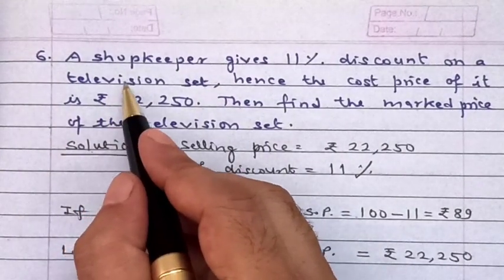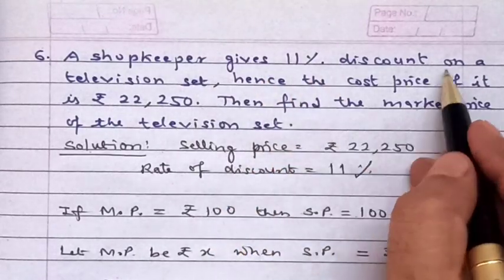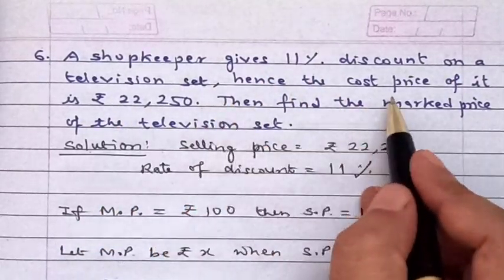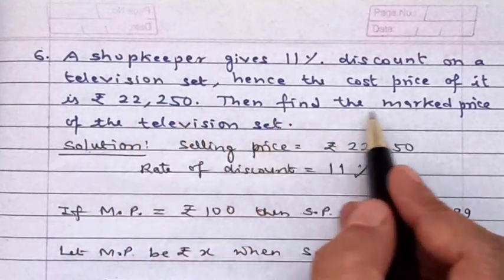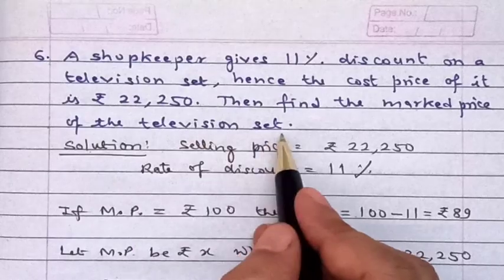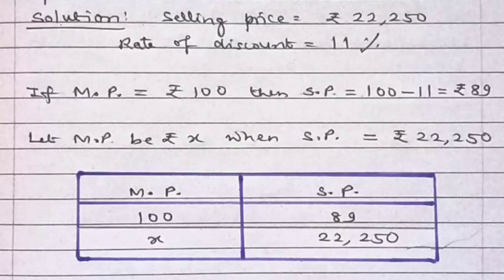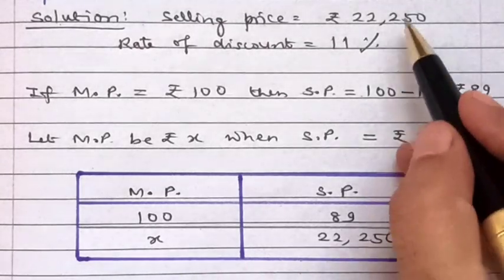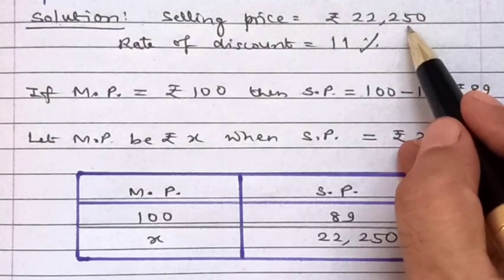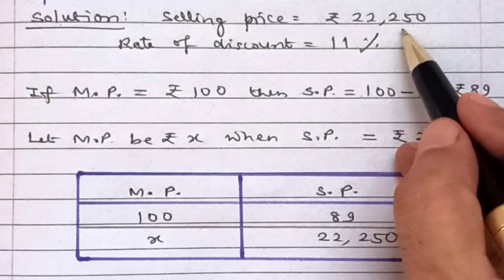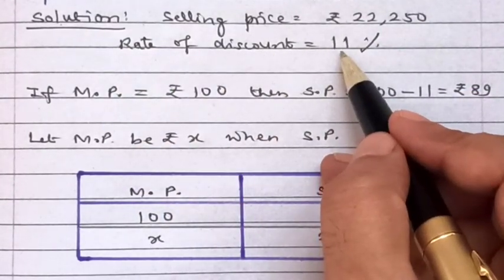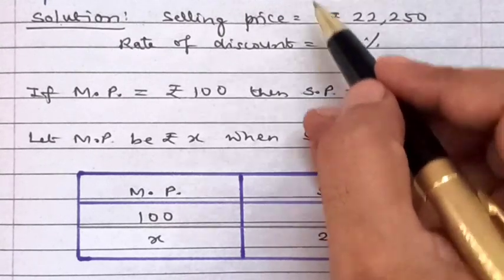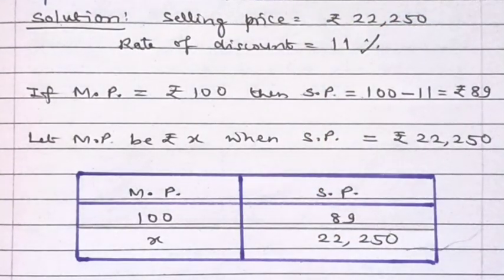Sixth question. A shopkeeper gives 11% discount on a television set. Hence the cost price of it is rupees 22,250. Then find the mark price of the television set. First of all, write what are the things given to you. So write selling price. Selling price is equal to rupees 22,250. Rate of discount is equal to 11%. That means your percent discount is equal to 11%.